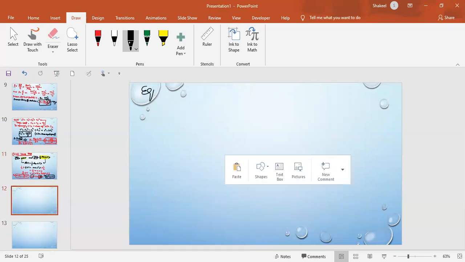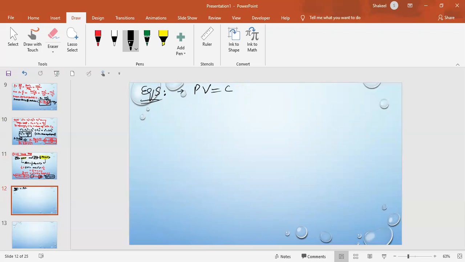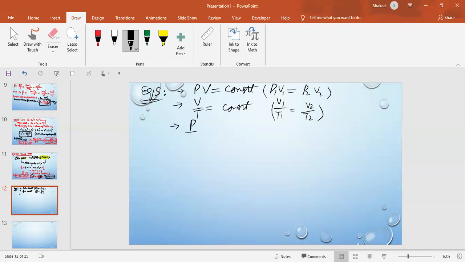So just talking about the equations over here, the first equation is Boyle's law, PV is constant, so you can write P1V1 equals P2V2. The second equation is Charles's law, which is V over T is constant, so V1 over T1 equals V2 over T2. The third equation is Gay-Lussac's law or the pressure-temperature law, P1 over T1 equals P2 over T2. Then coming to moles, moles is the total number of particles over Avogadro's number. Moles is also mass in grams over molar mass.